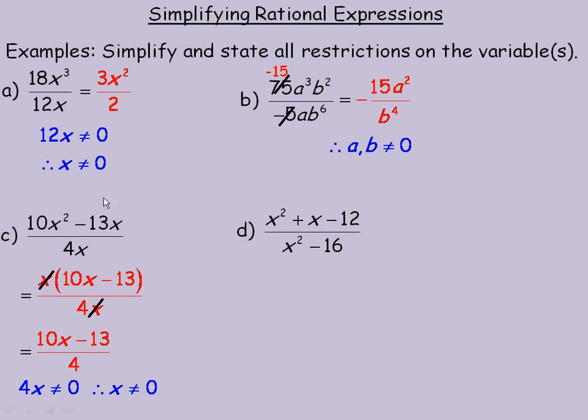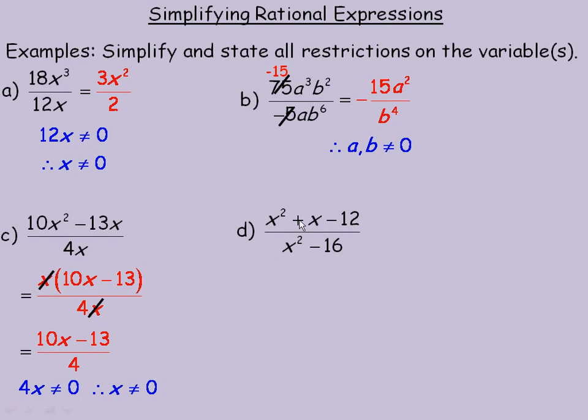If I were to graph y equals 10x squared minus 13x over 4x, the domain would be the entire set of real numbers, except, of course, x would not be allowed to equal 0. That's the restriction on the domain.